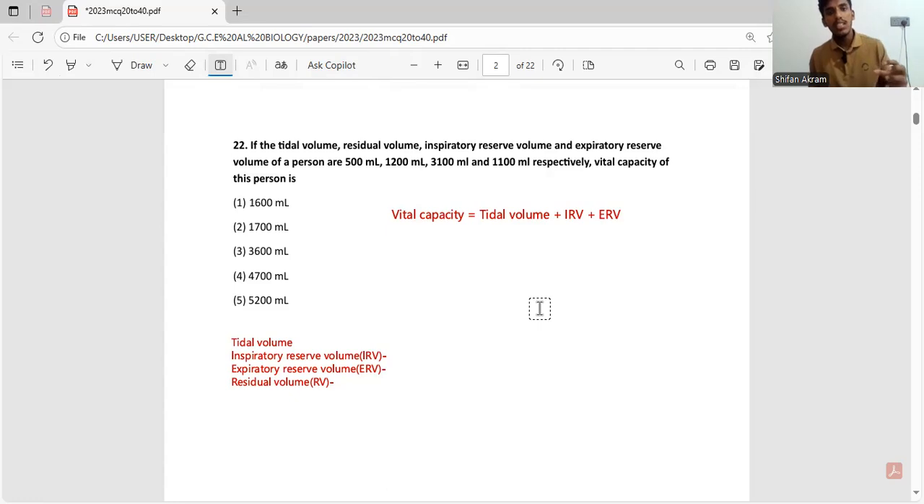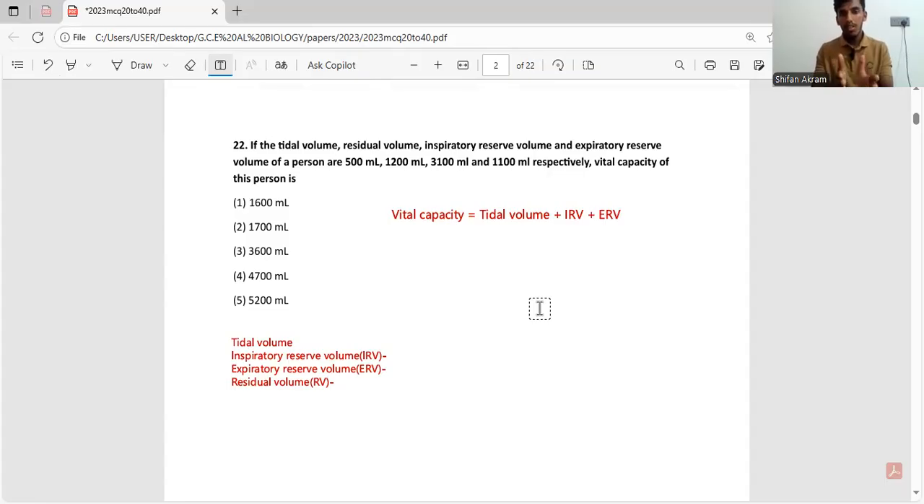Okay. Now that we know the equation, before we go through the answers, let us take a quick look at what all these terms are. So first, what is tidal volume? Tidal volume is the normal amount of air that we usually inhale and exhale while breathing. So tidal volume is the amount of air that I am using while I am talking, while you are listening. That's the tidal volume, the amount of air you usually breathe in and breathe out. Then we have residual volume.